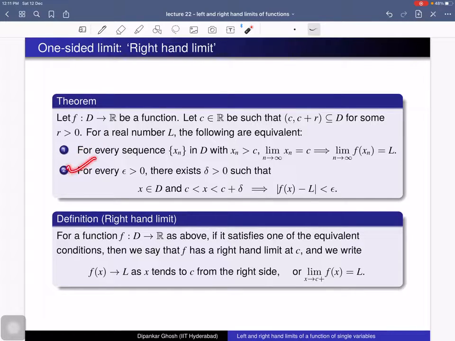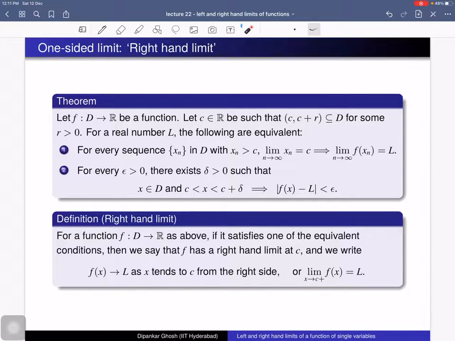And condition 2 is saying that for every positive real number epsilon, there exists a positive real number delta such that for all x belongs to D, if x lies in the deleted delta neighborhood of C, on the positive side of this point C, then the function value f of x should be there in the epsilon neighborhood of L.